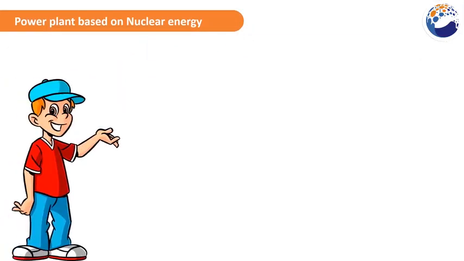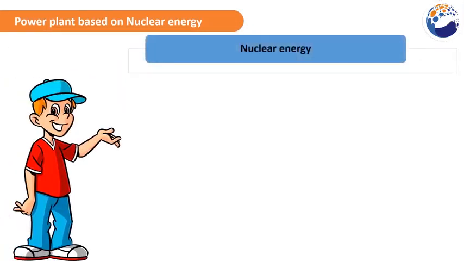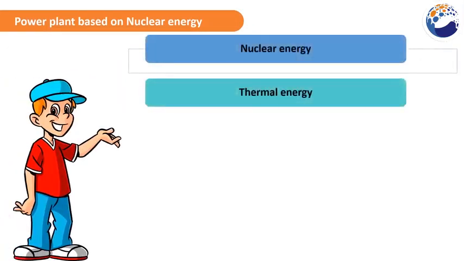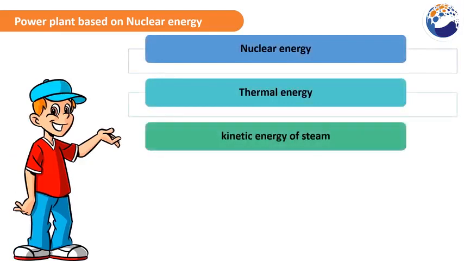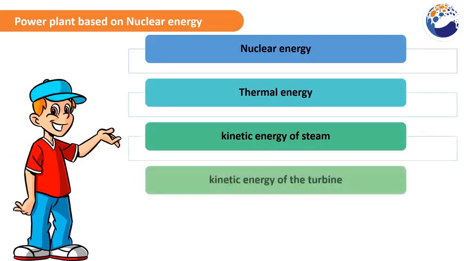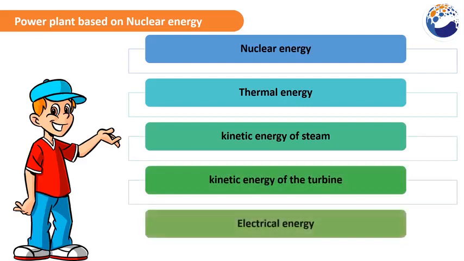Thus, here nuclear energy is converted into thermal energy. Thermal energy is converted into kinetic energy of steam. Kinetic energy of steam is converted into kinetic energy of turbine. And finally, the kinetic energy of the turbine is converted into electrical energy.